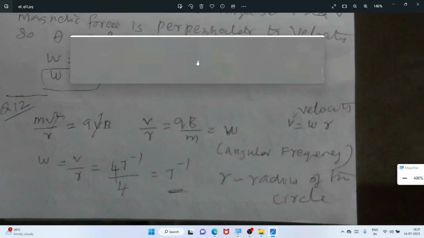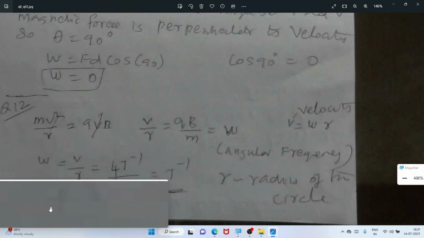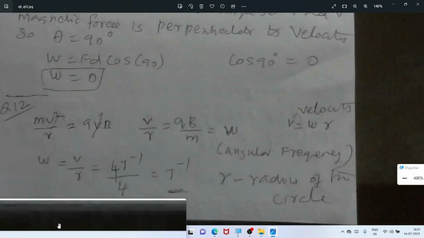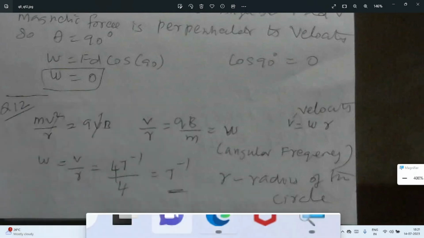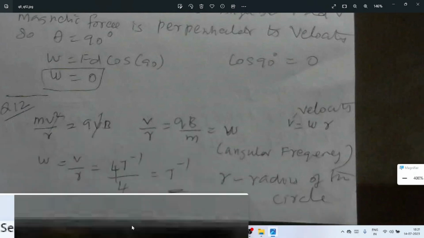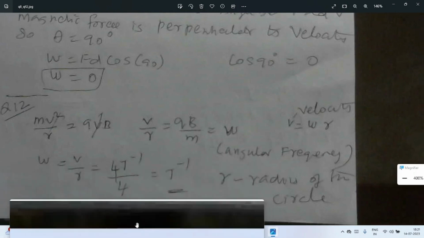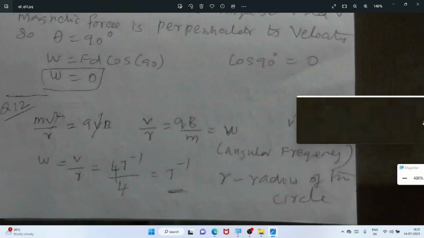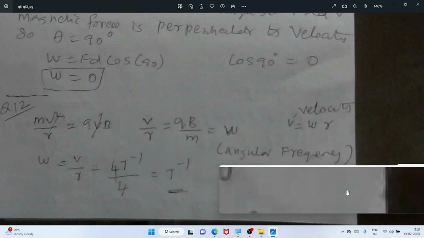Okay, if you go through the cyclotron, this is the formula. Magnetic force is equal to the centrifugal force. After simplification, this will become velocity by distance. Here velocity is length per time, so LT^-1 divided by L gives T^-1. R is the radius of the circle, and W is the angular frequency.